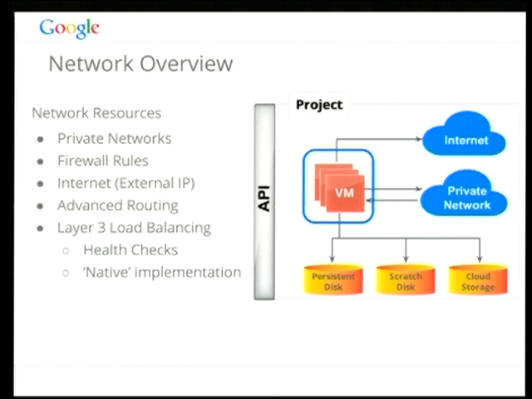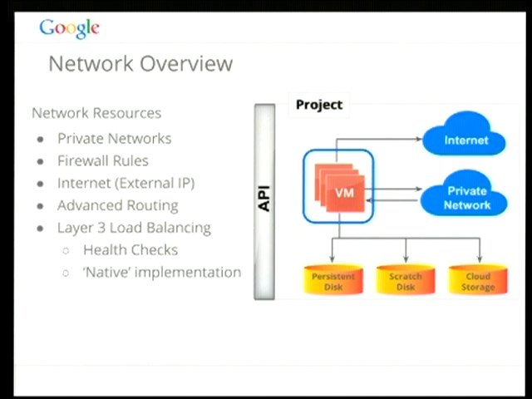In terms of network resources, well, virtual machines, they don't live in isolation. They need to talk to each other. They need to talk to the internet. So all of the virtual machines within a project are linked via a private network, and you can build your own private networks. You can use network resources and firewall resources to create rules that determine how the virtual machines will interact with each other and with the internet. Advanced routing allows you to build advanced networking configurations that allow you to implement things like virtual private networking.